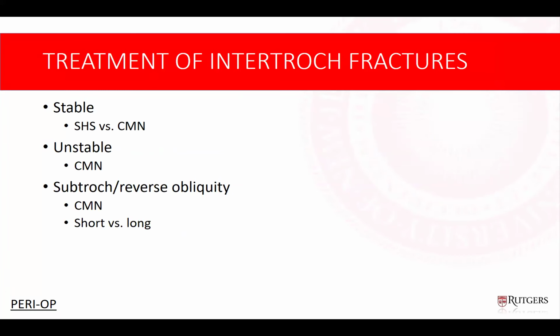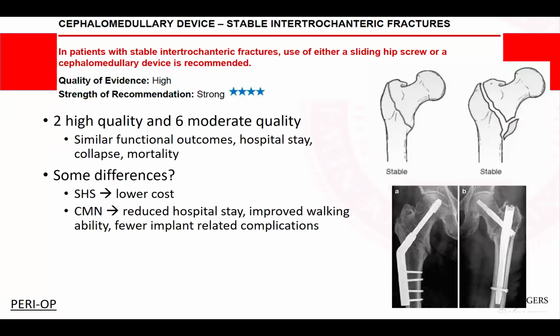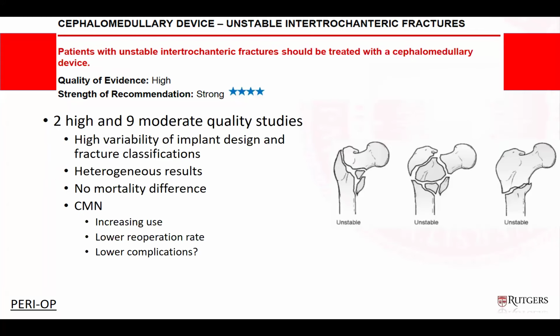In terms of the treatment of intertroch, again, kind of basic principles apply, but I'll go over them quickly. In stable intertroch fractures, as shown here, use of either a sliding hip screw or cephalomedullary device is recommended. The studies that they reference show similar functional outcomes, hospital stay, similar rates of collapse and mortality. But some studies individually show differences, including potential for reduced hospital stay, improved walking ability, and fewer implant-related complications for cephalomedullary nails, while a sliding hip screw costs less.